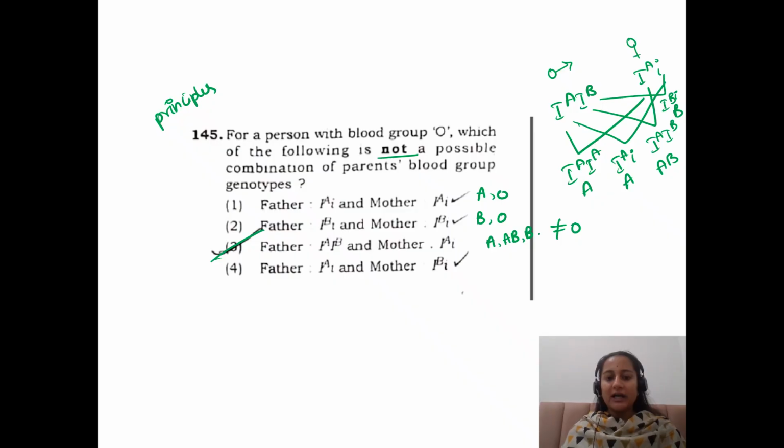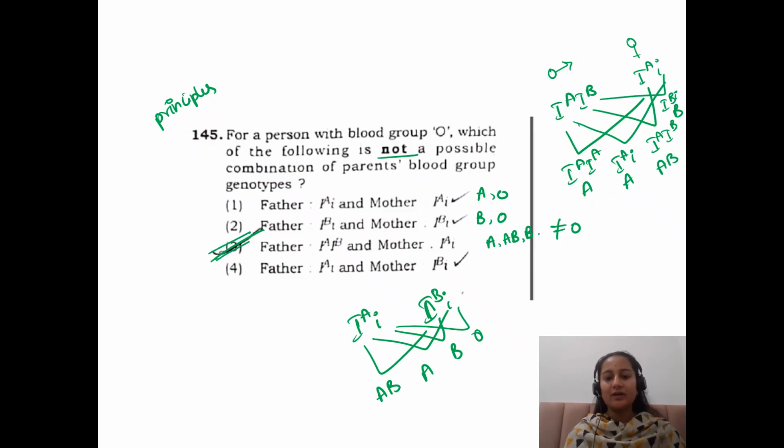And father with IAi, mother with IBi. So the possible groups are, let us see, IAIB, IAi, IBi, ii. So AB is possible, A is possible, B is possible, O is possible. But the not possible group is option 3: father with AB and mother heterozygous with A group.